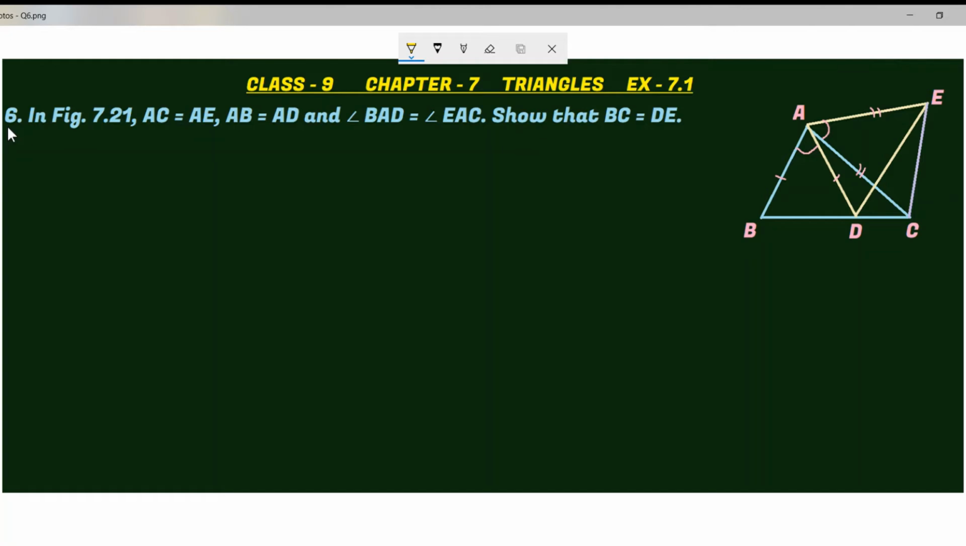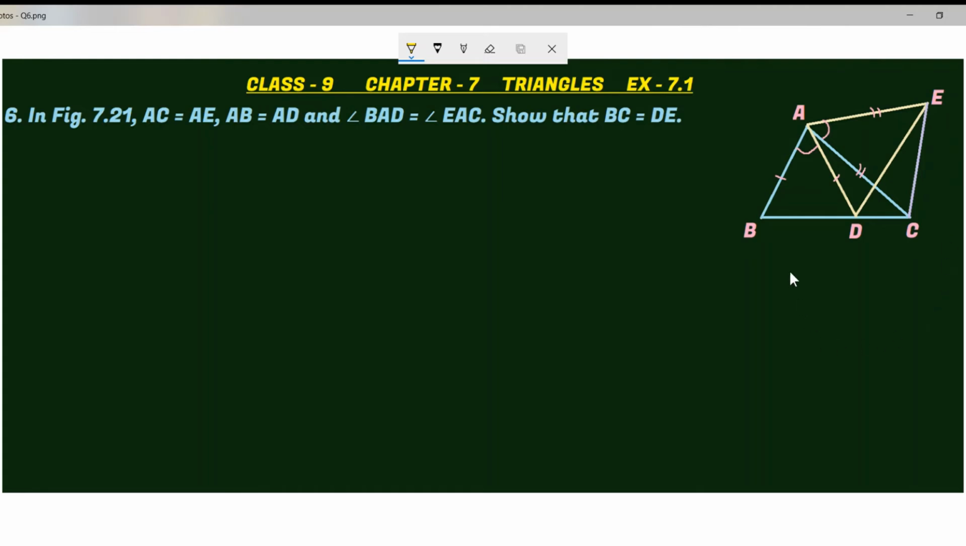Question number 6. In the figure, AC is equal to AE, AB is equal to AD and angle BAD is equal to angle EAC. Show that BC is equal to DE. This is the figure given in the question. They have given side AC equal to AE and the other side AB equal to AD, and angle BAD equal to angle CAE. We have to prove side BC and side DE are equal to each other.